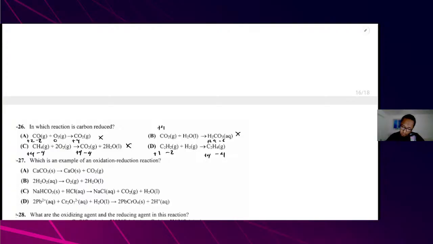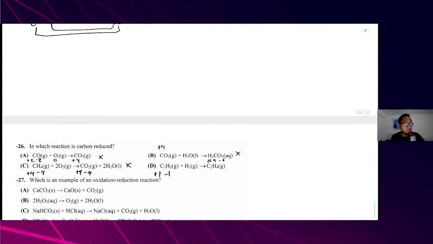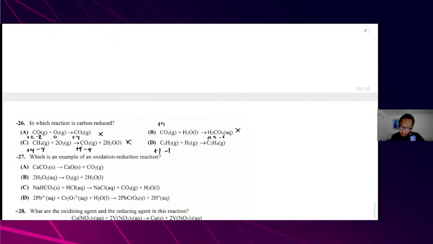Oh, let me see for the option D. H2 is -1, right? Oh yes, this one is +1. Okay, and then this one, this is -2, right?